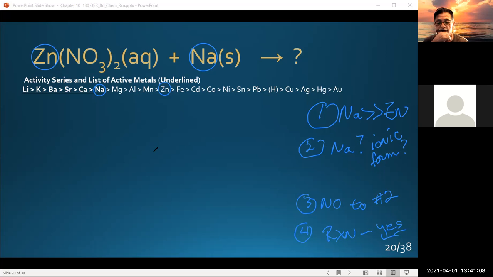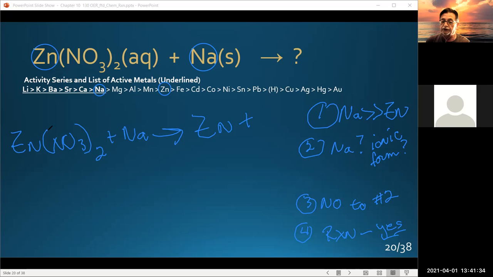All right. Let me rewrite this. We've got zinc nitrate plus sodium. And we're going to change partners here. So zinc, which is in ionic form, now becomes zinc in elemental form, and then sodium goes into ionic form. So we write the ions first.